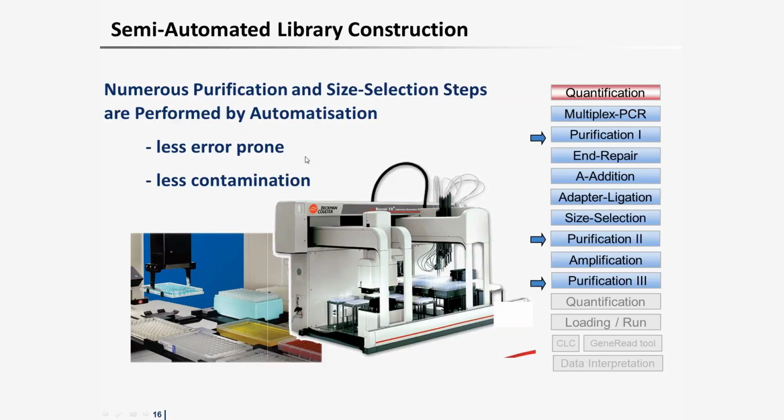And in our lab, we perform this by automation, and that can be established on different platforms, also by the GeneReader system of QIAGEN, which is also very useful. And we observe that automatization is less error prone and also results in less contamination between the samples or also between the runs.